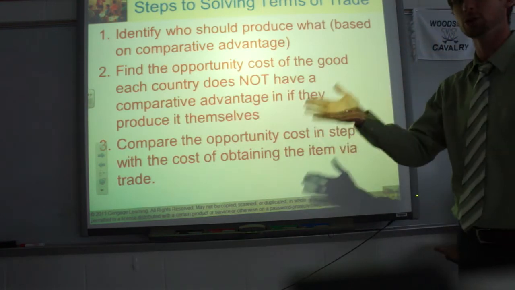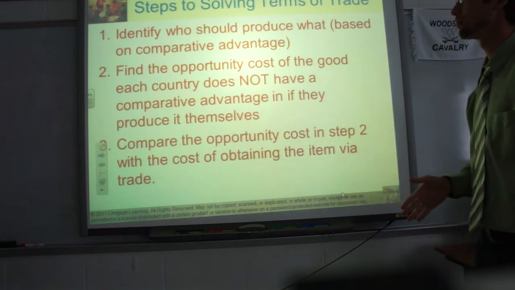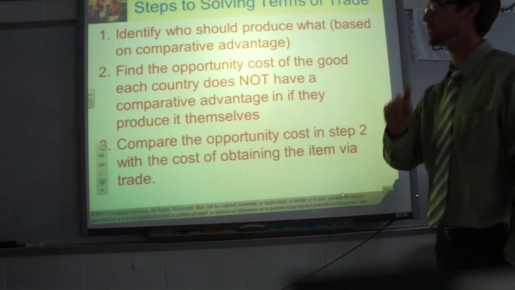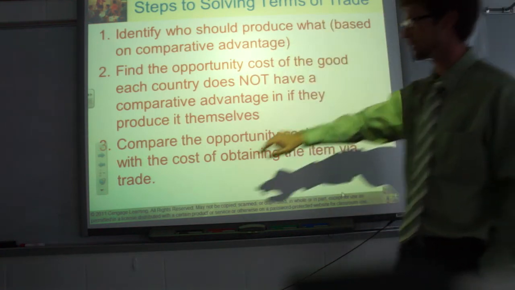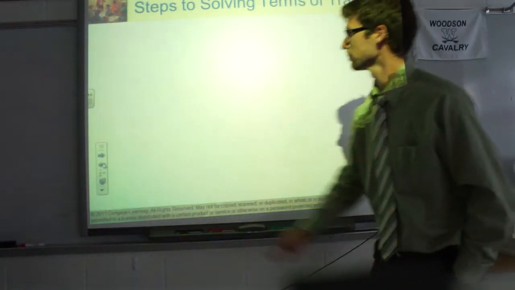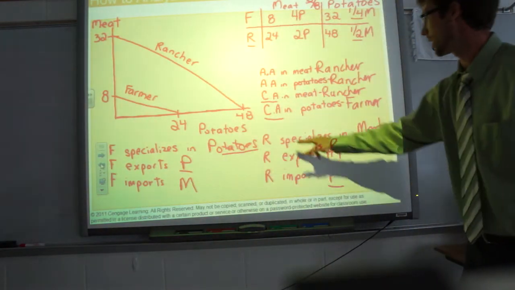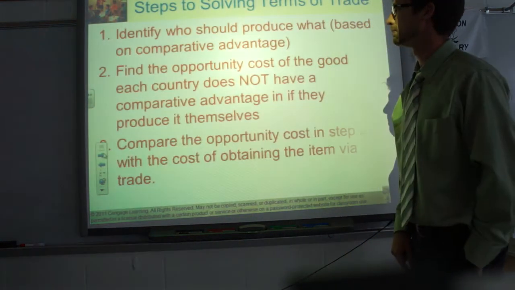If the farmer and the rancher wanted to strike an agreement that was advantageous for both of them, what in the heck would they do? Well, here's how we're going to solve this, a 3-step process. The first thing we're going to do is identify who should produce what. We already did that. So if we come back here, we see the farmer should make potatoes and the rancher should specialize in meat. Step 1, already completed.